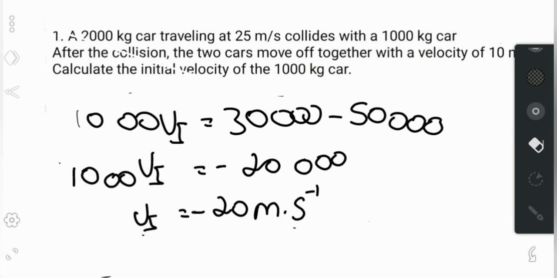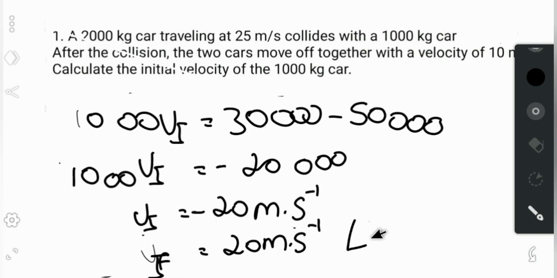Since we have a negative velocity, that means it's going in the opposite direction of the motion. So since we said that object number 2 was going to the right, that means initially object number 1 was going to the left.